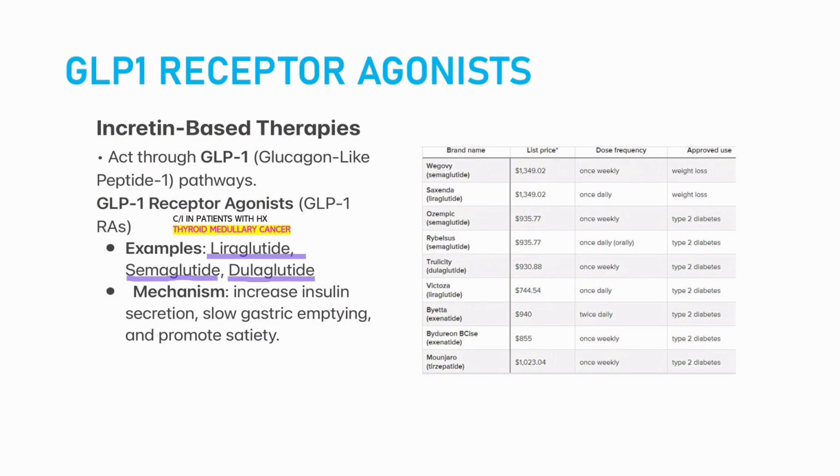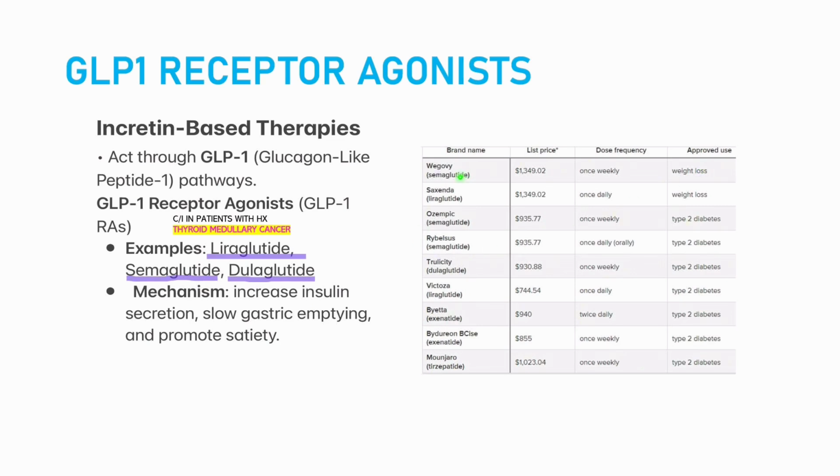So what are the medications in the group? It's liraglutide, semaglutide, dulaglutide, and there is a whole list on the right side. Let us look into them. The first one, semaglutide, is the strongest one. Wegovy is the brand name. The price is 1,349. It's once weekly and it's approved for weight loss.